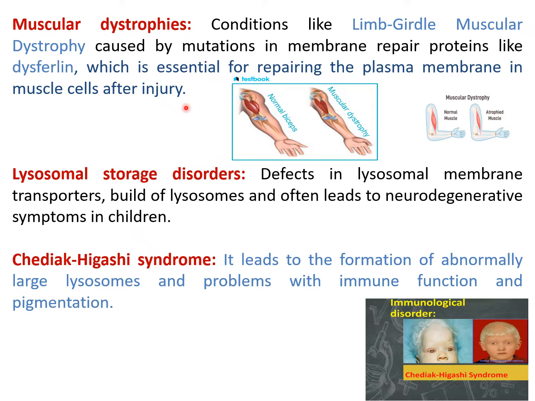Next, muscular dystrophies, conditions like limb-girdle muscular dystrophy with the repair protein dysferlin, which is essential for repairing the plasma membrane in muscle cells after injury. Lysosomal storage disorders, you will be knowing clearly as we have learnt in subcellular organelles, and Chediak-Higashi syndrome leads to formation of abnormal large lysosomes and problems with immune function and pigmentation.